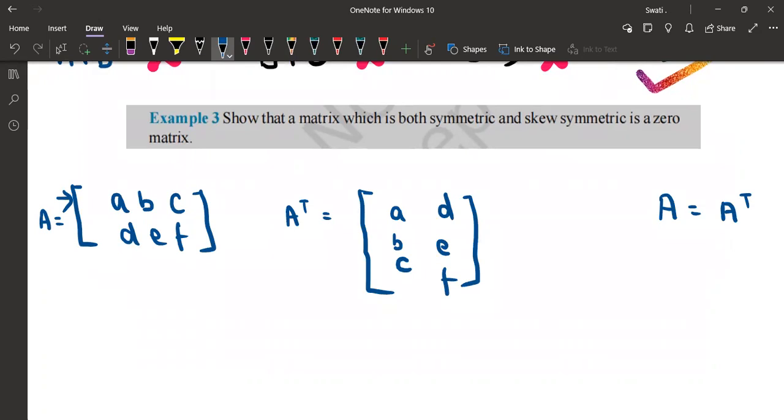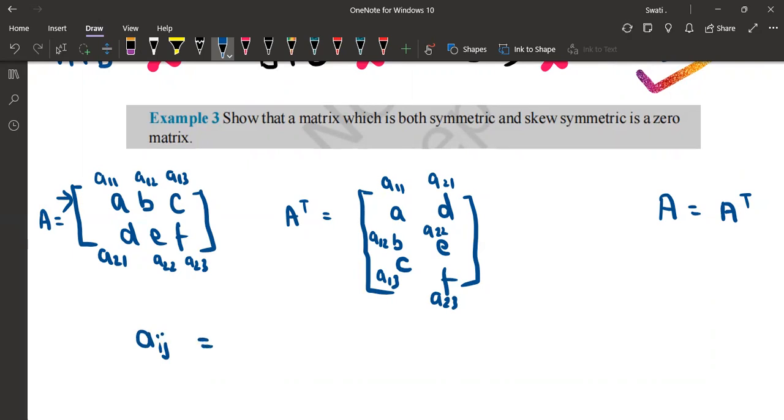Now, the next thing I want to tell you here is the entries we know. This is A11, this is A12, this is A13, this is A21, this is A22, and this is A23, right? Here, that entry has actually become A11. Here, A12 has come. Here, A13 has come. Here, A21 has come. Here, A22 has come. And here, A23 has come. So, if I just talk about Aij, the entry in the ith row and the jth column, that is actually the same as A raised to T, Aji. Of course, that is the same thing. Now, this is called a symmetric matrix.